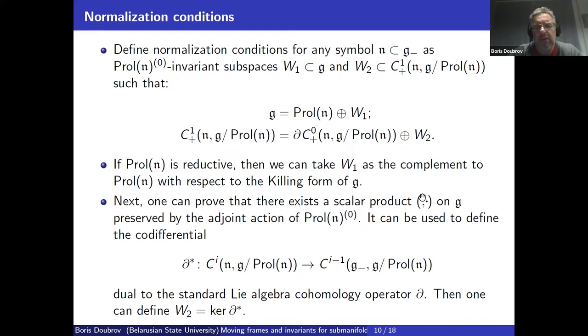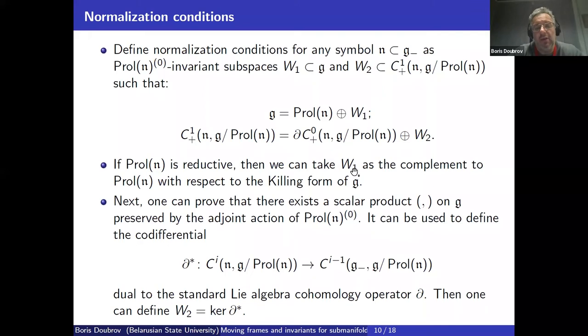To define the scalar product, one needs to go through some algebra of Cartan decomposition of a semi-simple Lie algebra. But again, this is absolutely the same as in the case of curved parabolic geometries. Then, using this scalar product, we can extend it to all the spaces C1, C2, Ck for any k, and define a codifferential. The codifferential will be dual to the standard Lie algebra cohomology operator. It will act in a different direction, of course.